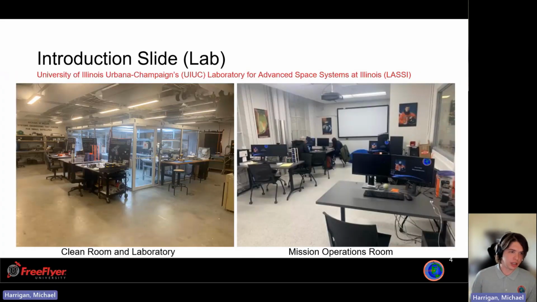A quick overview of our lab space. We host a variety of testing capabilities, including thermal vacuum, MOICG, a giant clean room, and a nice mission operations room.